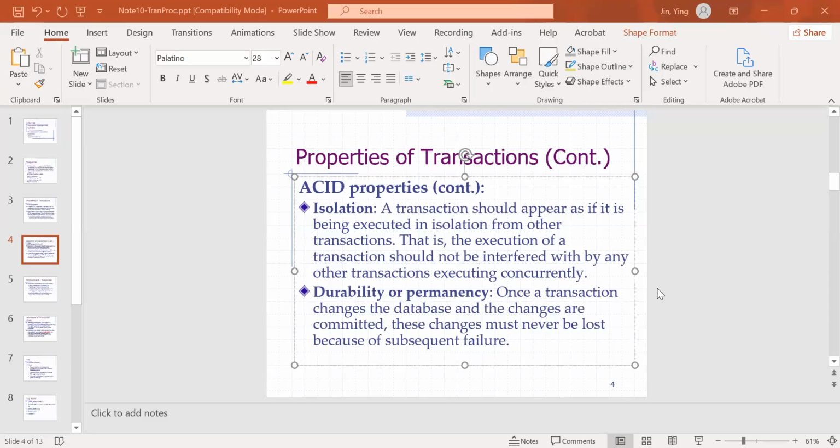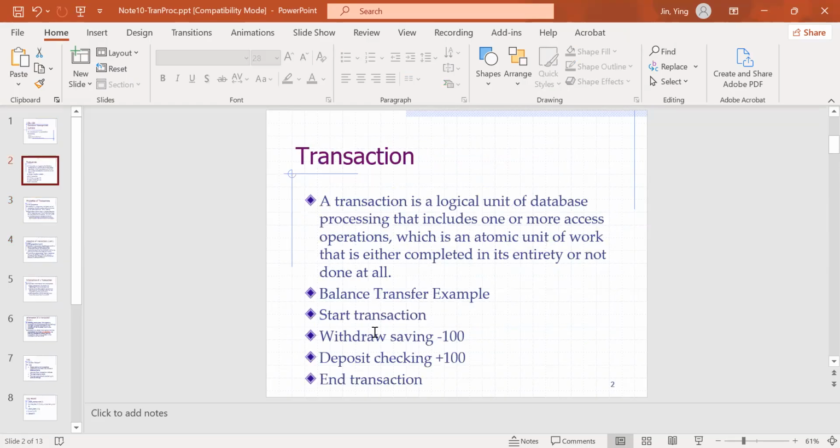Then let's see the durability. When a transaction changes the database and the changes are committed. Committed is a special thing in a transaction. When we finish all the operations successfully, we commit the transaction. Once the transaction commits, then the changes made by the transaction, just like what we have in here, right?